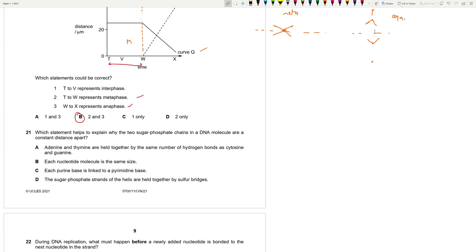Adenine and thymine are held together by the same number of hydrogen bonds. No, wrong. Each nucleotide molecule is the same size. Wrong. There are two types, right? Purines and pyrimidines. Each purine base is linked to a pyrimidine. This is true. Adenine with thymine and guanine with cytosine.